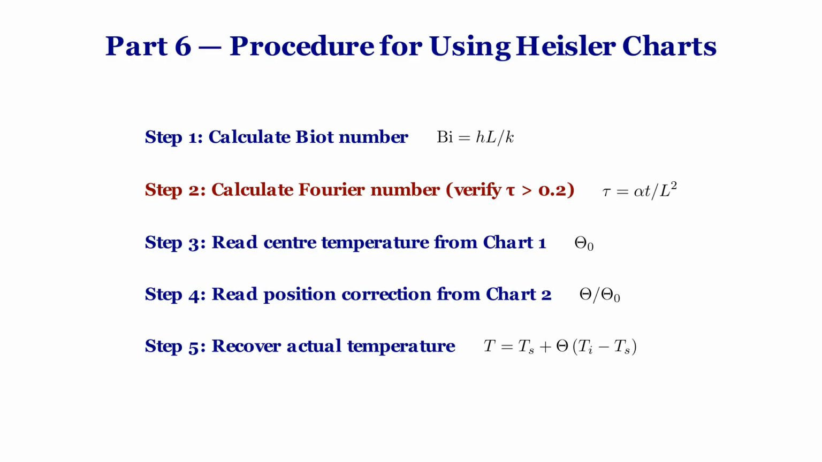Step 3. Read the dimensionless center temperature θ0 from chart 1. Step 4. If needed, read the position correction from chart 2 and multiply. Step 5. Recover the actual temperature. Step 6. Read total heat transfer from chart 3.